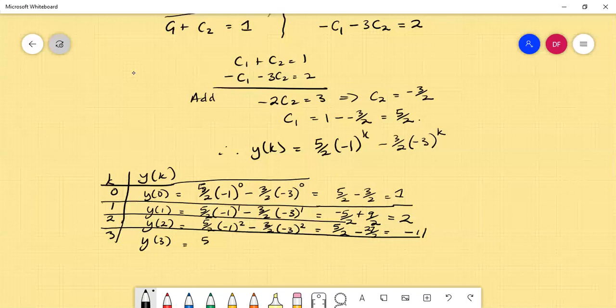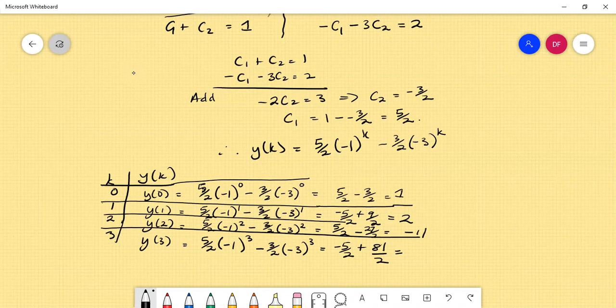y of 3 is 5/2 times -1 cubed, minus 3/2 times -3 cubed. So that's minus 5/2. -3 cubed is -27, 3 times 27 is 81, plus 81 over 2. 81 minus 5 is 76, divided by 2 is 38. All right.